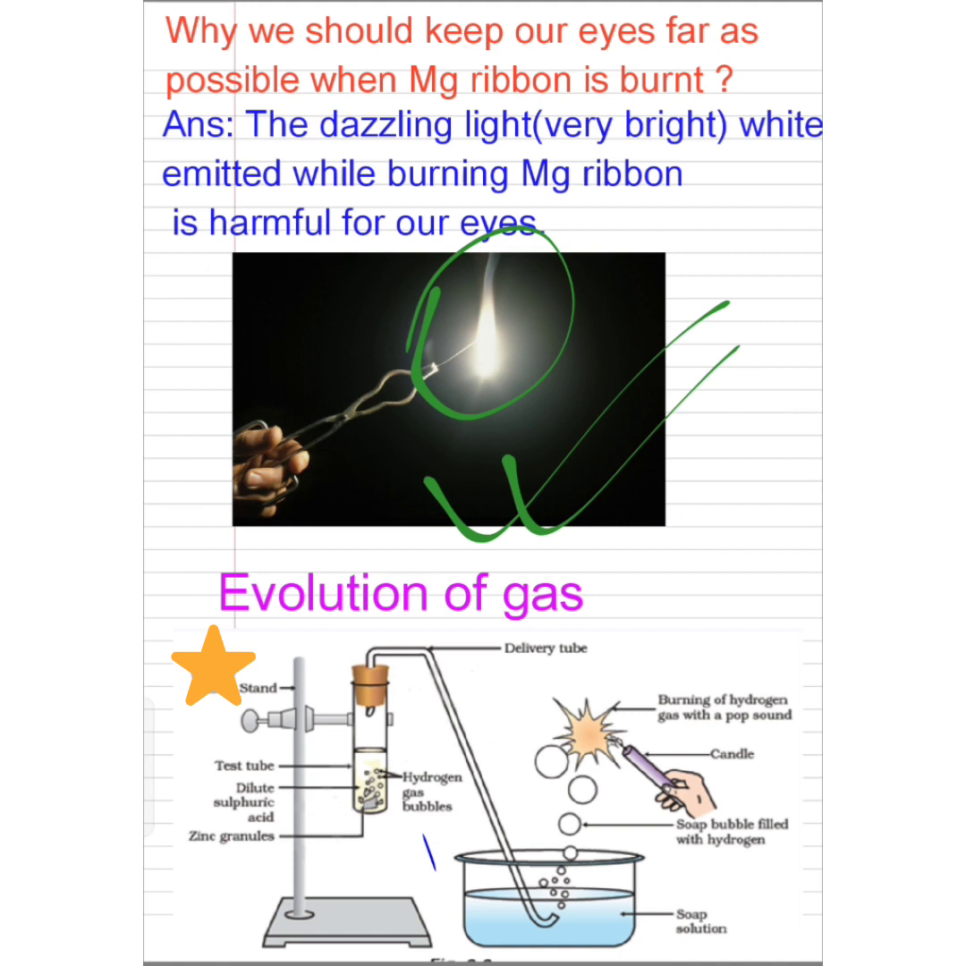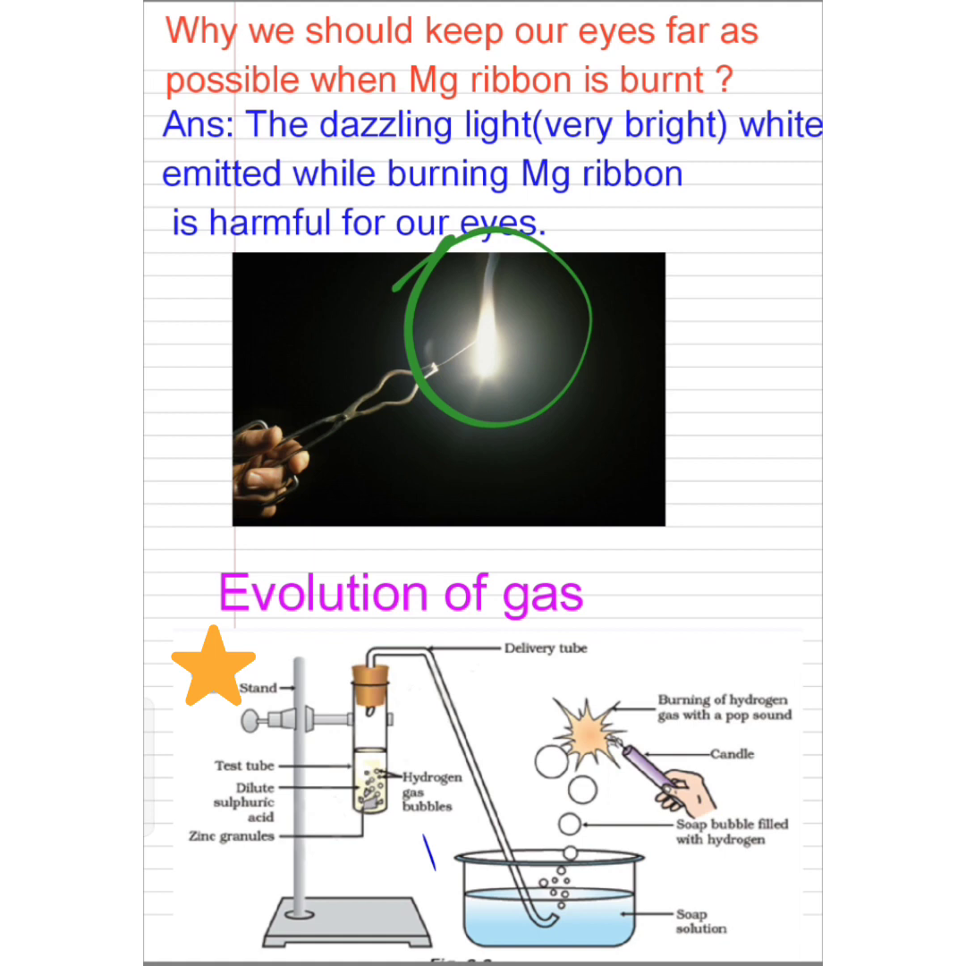Another question: why should we keep our eyes as far as possible when the magnesium ribbon is burnt? The dazzling light, that is the very bright white light that is emitted while burning the magnesium ribbon, is harmful for our eyes. As you can see, a very bright white light is emitted while burning the magnesium ribbon. So what will this do to our eyes?